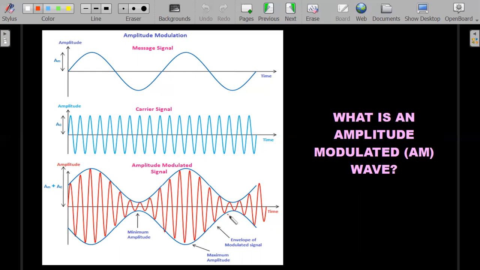Now, when a receiver receives this AM wave, its duty is to detect this envelope so that it can gain back the message signal. You cannot throw the message signal directly into the air because of losses that would be occurring. So you make it friends with this carrier signal, make it into an AM wave and send it into the air. The receiver receives this AM wave, but what does it need to decode? It needs to decode the message signal. So that's why envelope detection is a very important part of demodulating an amplitude modulated wave.